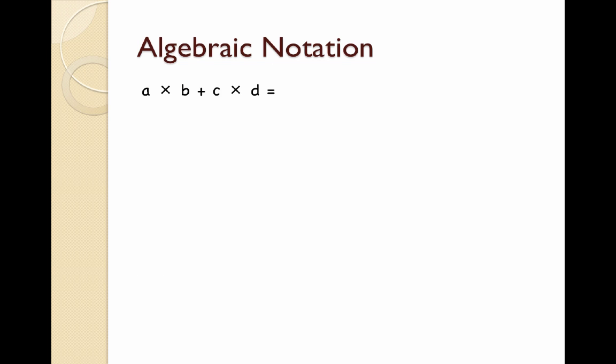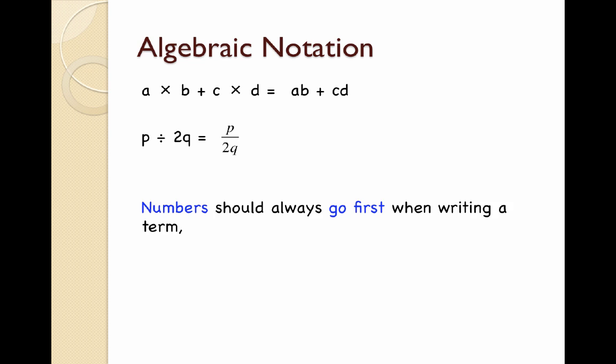So sentences like this, that look really long and complex, well, I can just replace that first a times b with ab. I then put the plus symbol down and I can replace the c times d with cd, making it a much shorter sentence. If I had something like p divided by 2q, I could replace that divided by symbol with a fraction line. So p divided by 2q would be p over 2q.